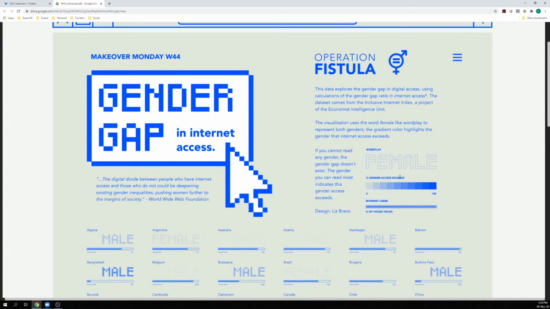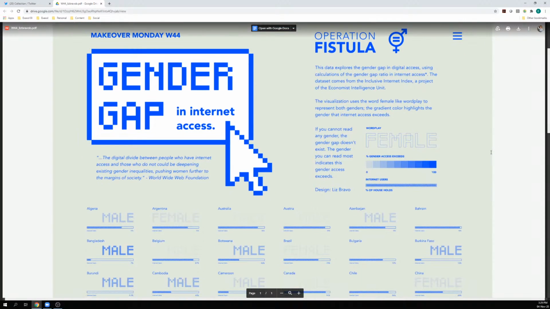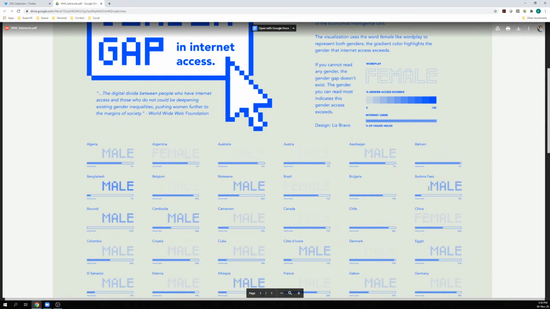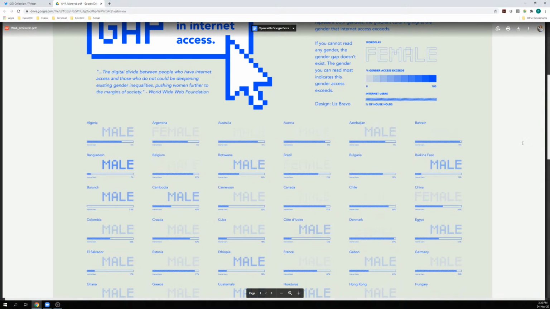So the visualization uses the word female-like wordplay to represent both genders. The gradient color highlights the gender that internet access exceeds. So you either see the male part or you see the whole word, or if you cannot read any gender, the gender gap doesn't exist. So I think this is really clever. And yeah, I'm just going to scroll slowly and let you comment as well.